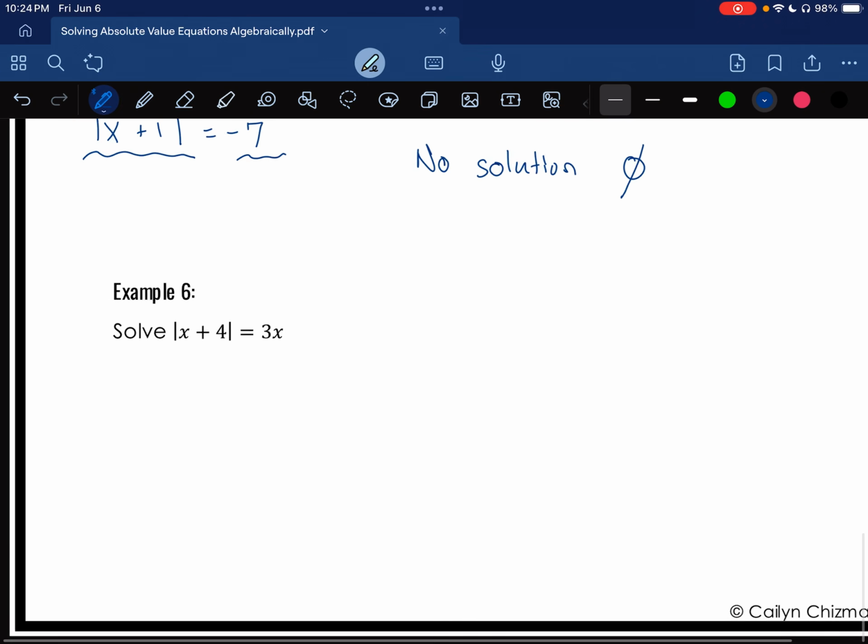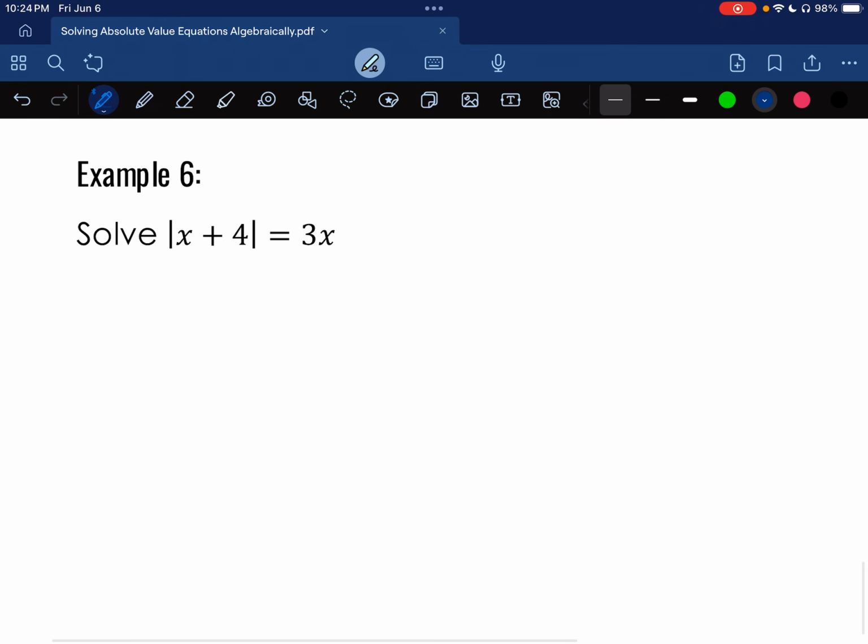All right, last but not least, example 6 here. So we're going to solve the equation: the absolute value of x plus 4 equals 3x. This is our first one where it's more like a V intersecting with a line. It could look like that, or a little bit different, but the point is that this is not a horizontal line this time. This is a nice linear expression on the right hand side. Anywho, let's solve.